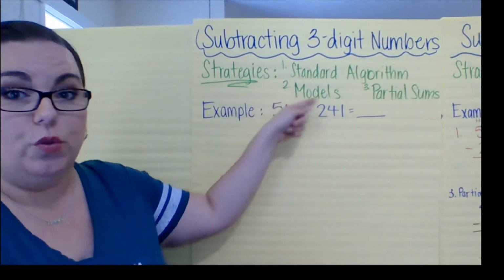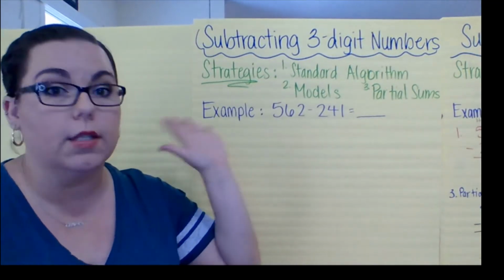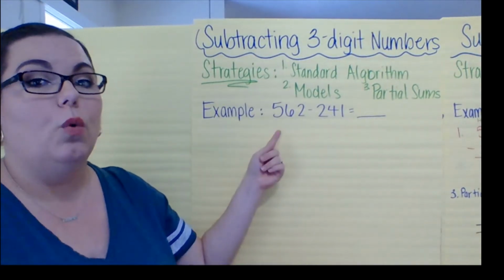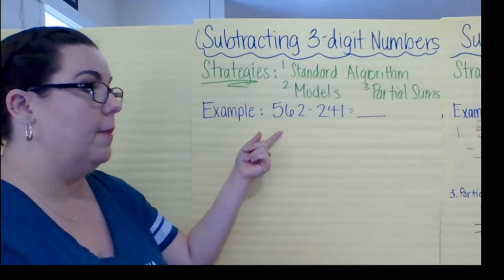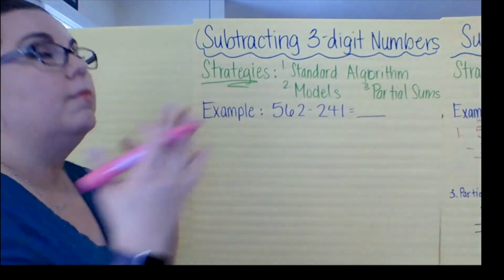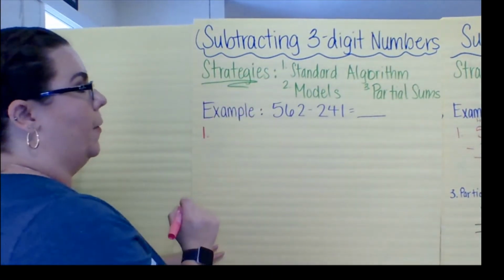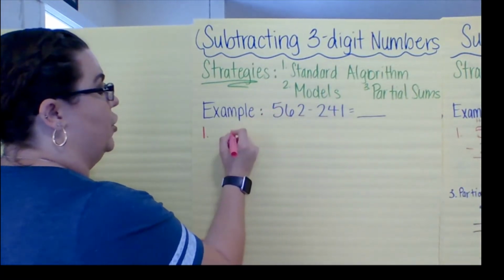Now, I don't care which one of these strategies you use to solve. You know my rule. I don't care which one as long as you get it right. But we are not solving it this way, okay? So let's start with the first strategy, which of course, is standard algorithm, my favorite, lots of people's favorites. Keep it simple. Okay, so we have 562.